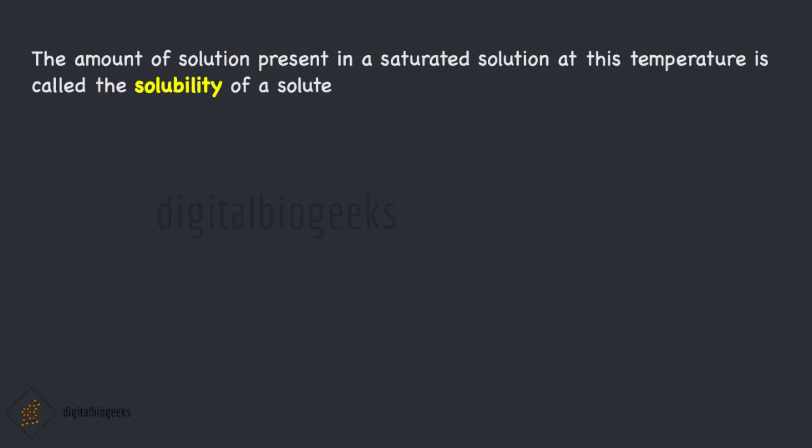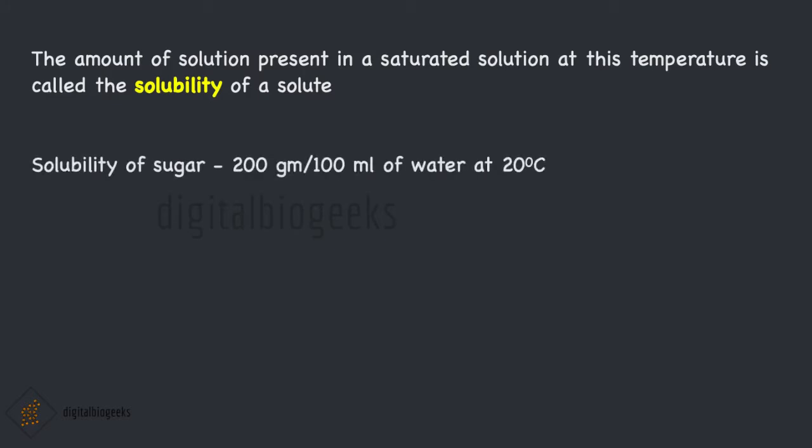At room temperature, that is around 20 degrees centigrade, we can dissolve around 200 grams of sugar in 100 ml of water. In other words, we can say that the solubility of sugar is 200 gram per 100 ml of water at 20 degrees centigrade.